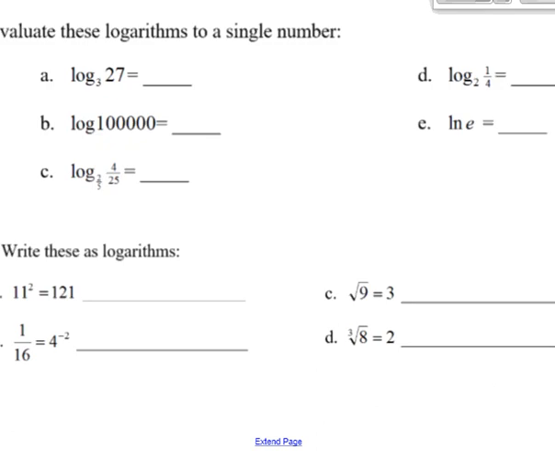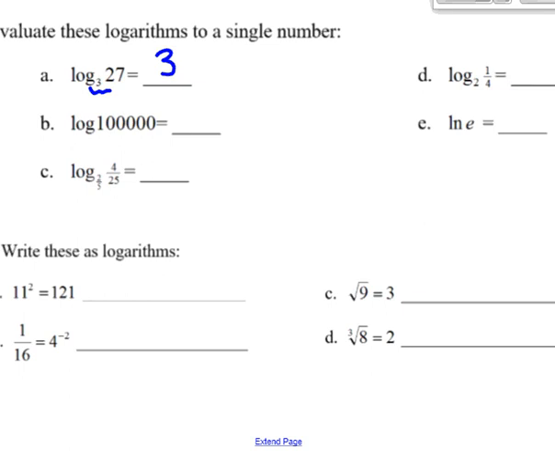One more thing. Here we can practice evaluating these logarithms to a single number. If you look at the first one, log base 3 of 27: what is the exponent you need to give to 3 to get 27? 3 times 3 is 9, times 3 is 27. So it would be 3. You shouldn't use your calculator for this one, because you should understand what it means.